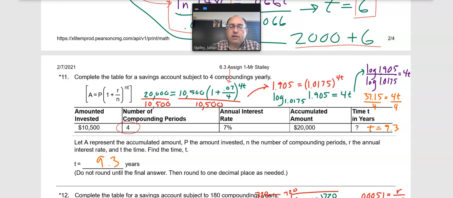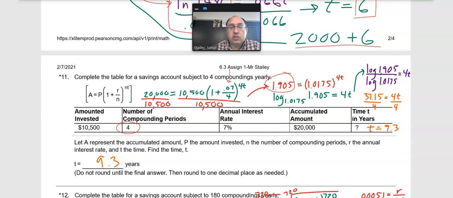So for 4 years, or no, I shouldn't say 4 years. We're trying to figure out how many years there are. The compounding factor is 4. So first thing we did was divide out the 10,500. Move that to the other side. That gave us the 1.905.